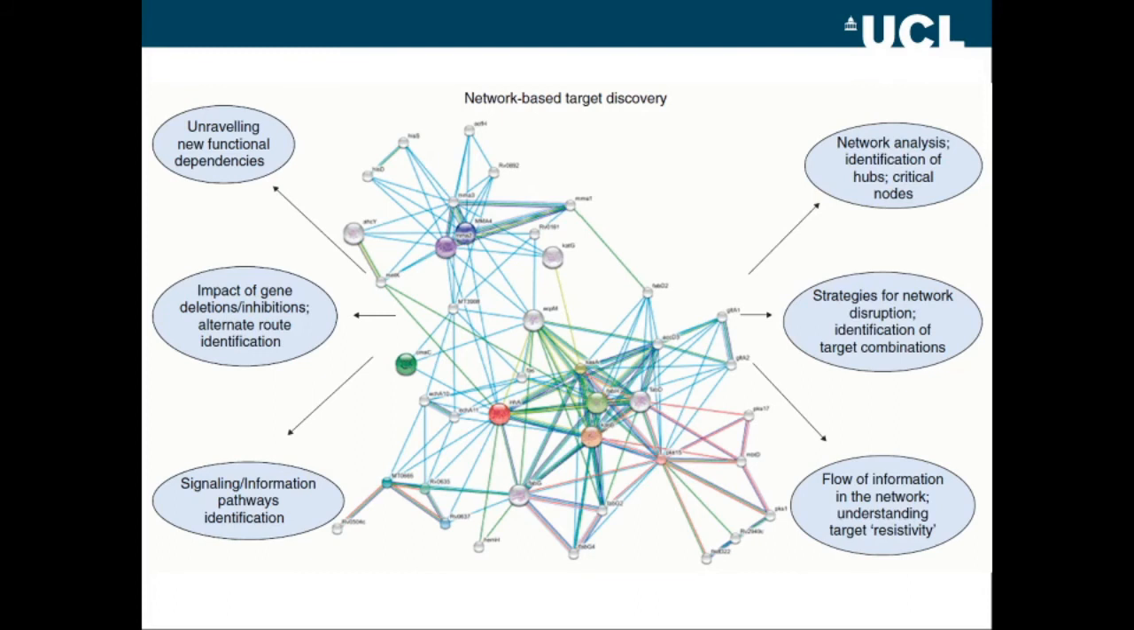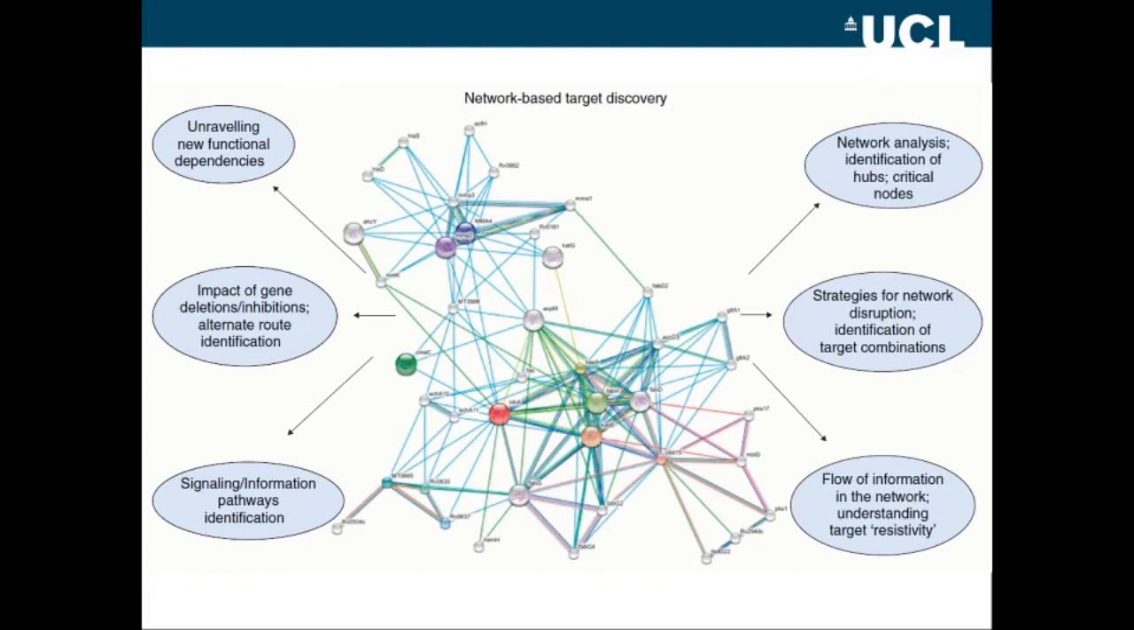This extends the idea of network-based target discovery. This is a typical sort of network which, as I said, could be actual protein-protein interactions, or the interactions could be mediated by metabolites of some sort. So if we look at the top right, we talk about network analysis. So one of the characteristics of networks like this is that there tend to be critical nodes or hubs within the network, and then spokes coming off which have far fewer interactions.